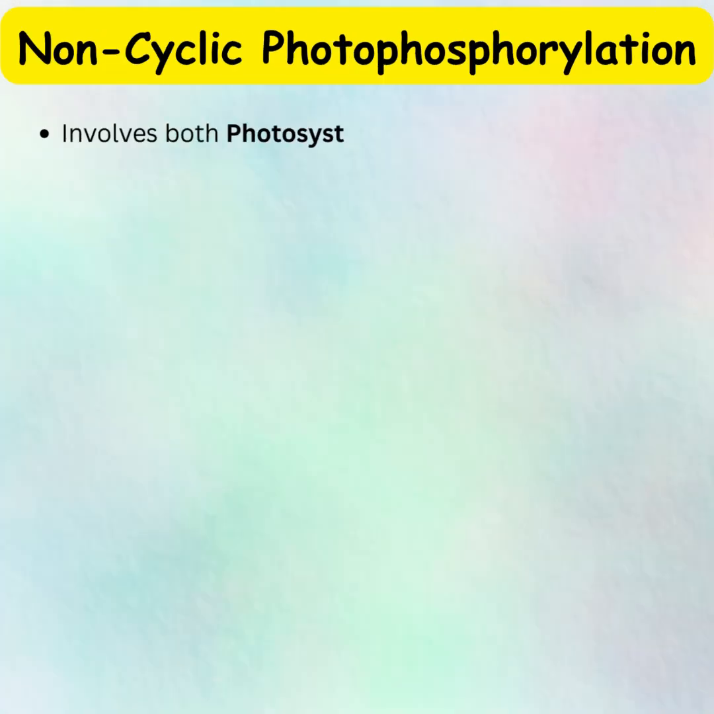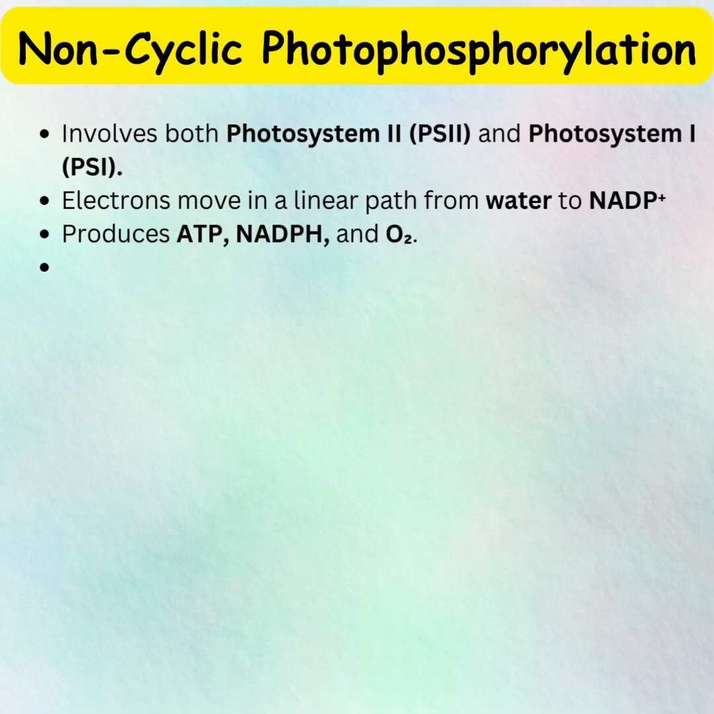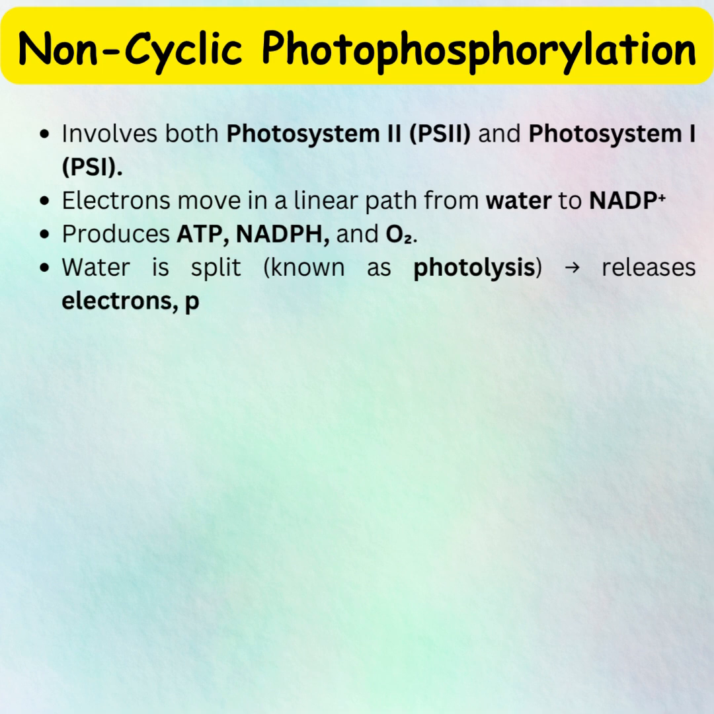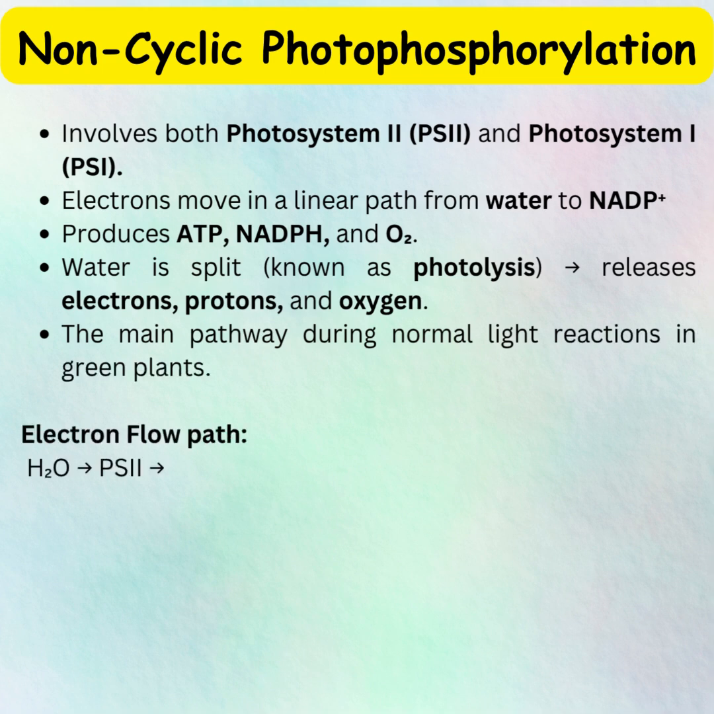Non-cyclic photophosphorylation involves both photosystem 2 and photosystem 1. Electrons move in a linear path from water to NADP+. It produces ATP, NADPH, and oxygen. Water is split, a process known as photolysis, and releases electrons, protons, and oxygen. This is the main pathway during normal light reactions in green plants.